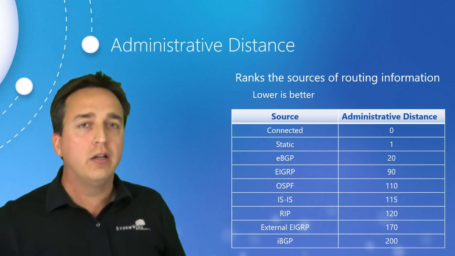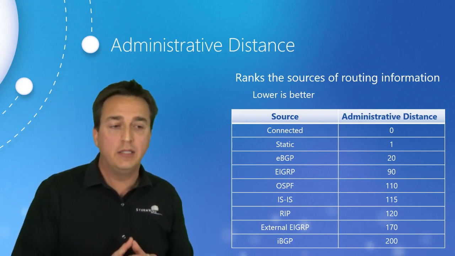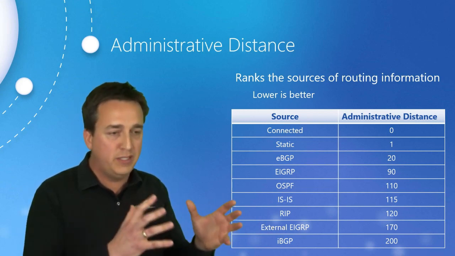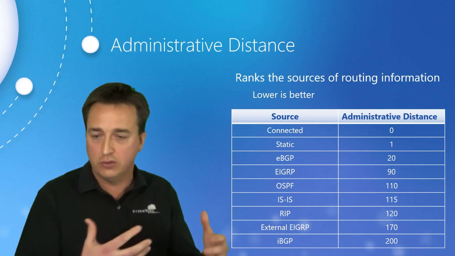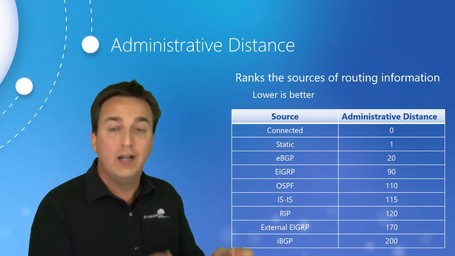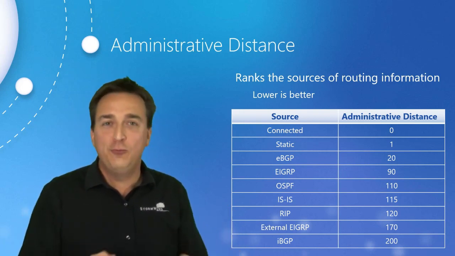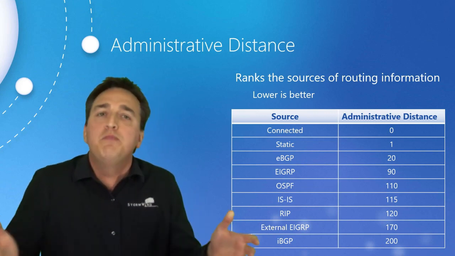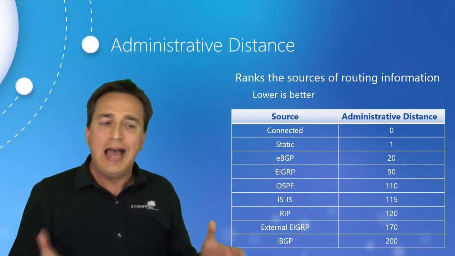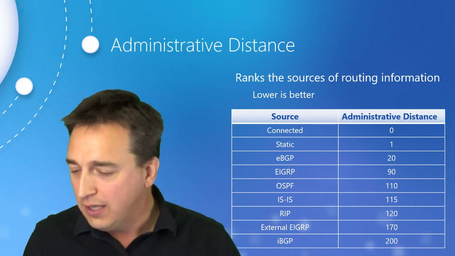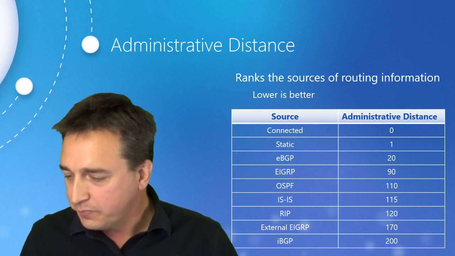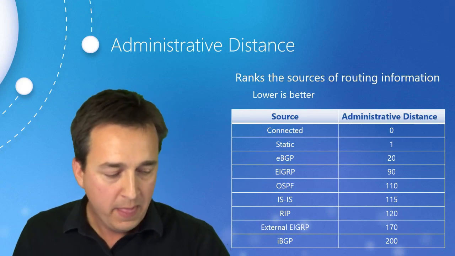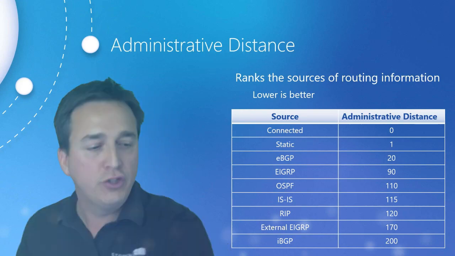So this is a chart that you will want to memorize, knowing that connected is 0, static is 1, eBGP is 20, EIGRP is 90, OSPF is 110, ISIS 115, and so on and so forth, is important for your success. Now, I do want to take a little bit of a journey with each and every single one of you right now, so you have a simple, better understanding of administrative distance. I want you to leave here with something that is going to help you remember going forward what administrative distance is. And that is a journey, a trip together.